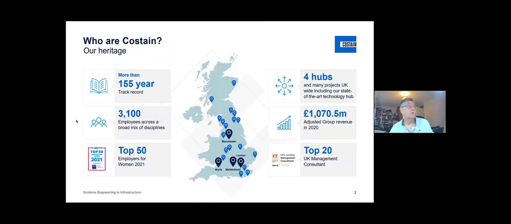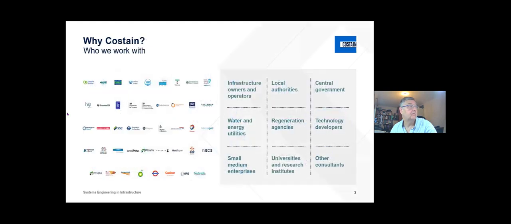So who are Costain? Basically, they're a UK-based company. They're very old, 155 years. They started out as painters and decorators in Victorian England, believe it or not. They now deliver about £1 billion worth of turnover, and around 3,000 employees. So a reasonable-sized company with high turnover relative to the construction industry, okay? Based pretty much all around England.